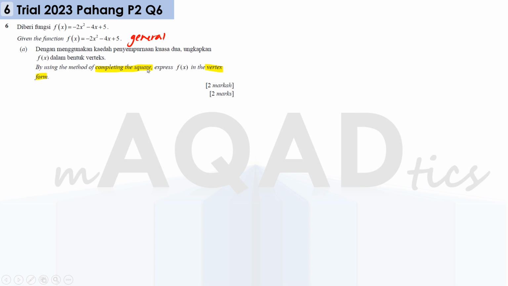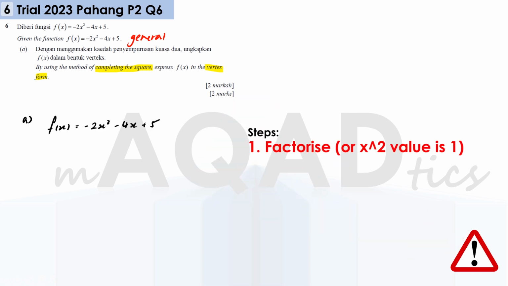So for this method, we have three main steps. The first step is factorize. Factorize the value of x squared, which is -2, because we want the x squared value to be just 1. Right? So the -2 we need to factorize from values which have x. So this one and this one as well. Right? So when you factorize, you will have this result.